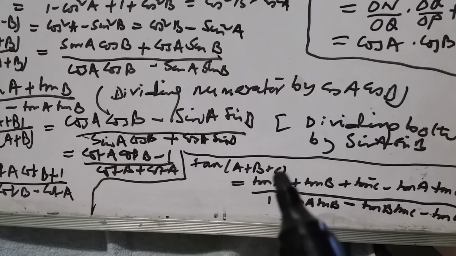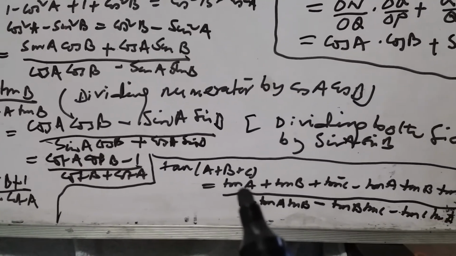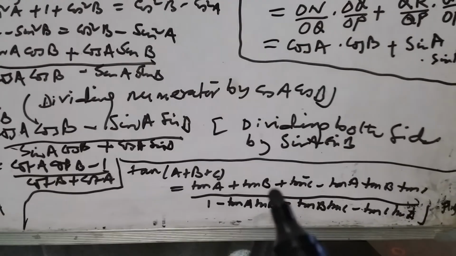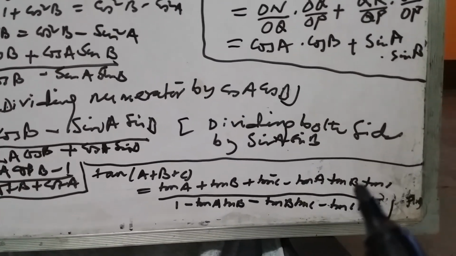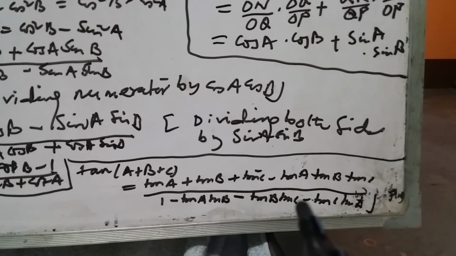tan(A+B+C), in this way you can do: (tan A plus tan B plus tan C minus tan A tan B tan C) by (1 minus tan A tan B minus tan B tan C minus tan C tan A).